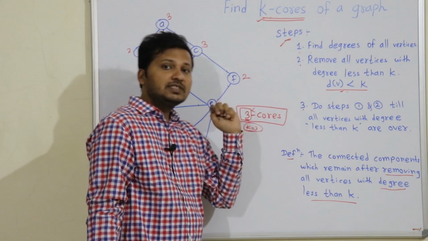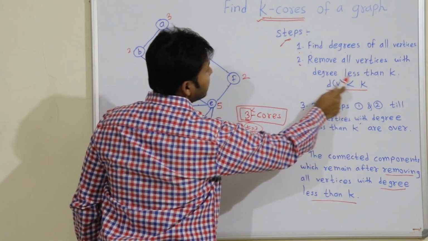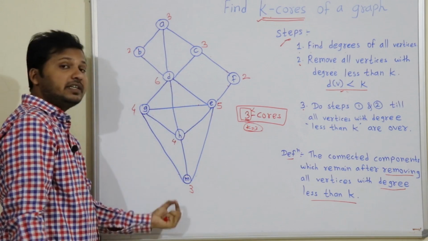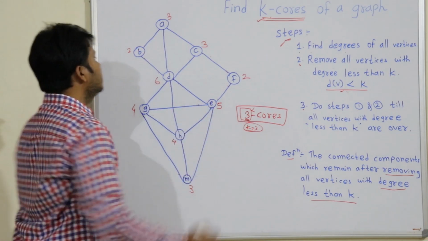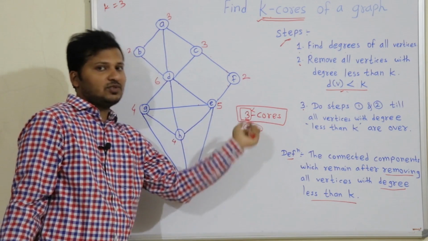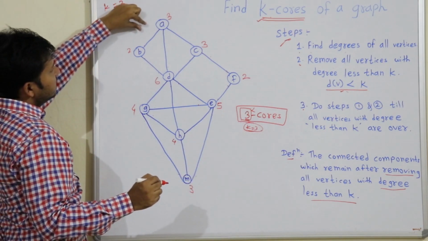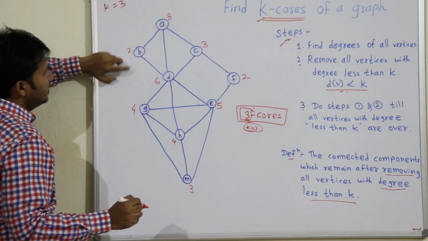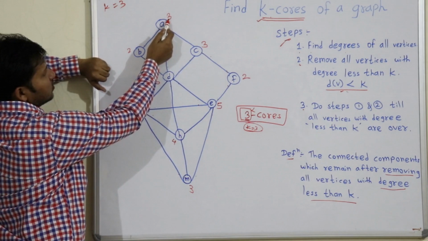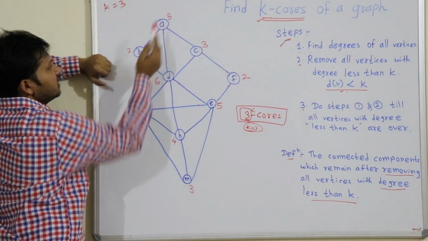Now we have to go to the second step. See, what's the second step? Remove all vertices with degree less than k. Now we have to remove all vertices with degree less than k means what? That is 3. So here k is equal to 3 because we are finding out the 3 cores of a graph. Now let's find out the vertex or the vertices with degree less than 3 and then remove them. So for A, the degree is 3. So 3 is equal to 3. It is not less than 3. So the vertex remains there.